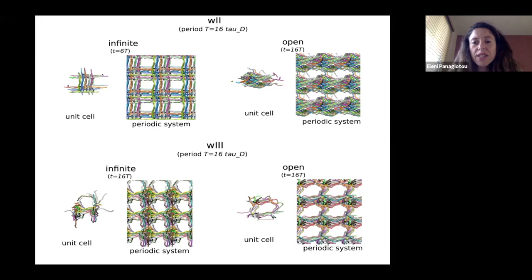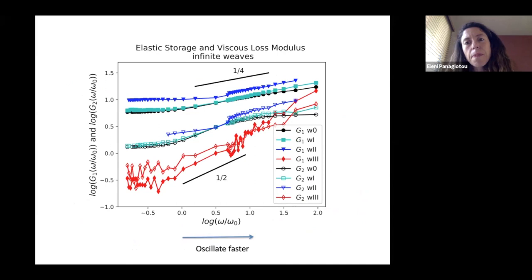Let's talk a little bit about the mechanics of these systems. In solid symbols I show the storage modulus, and in empty symbols the viscous loss modulus. This is for the infinite systems, with the exception of the last system, which I suspect is the most entangled. We see that for all those systems the storage modulus is above the loss modulus, which is in a sense expected, because that would be expected for a gel. And these chains that are infinite, it is as if they are somehow cross-linked somewhere at infinity. So maybe in that sense, it is expected.